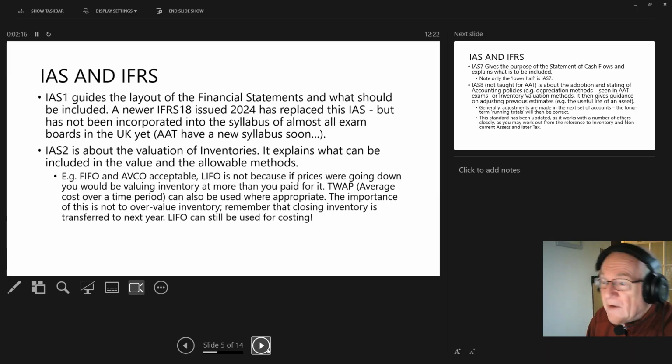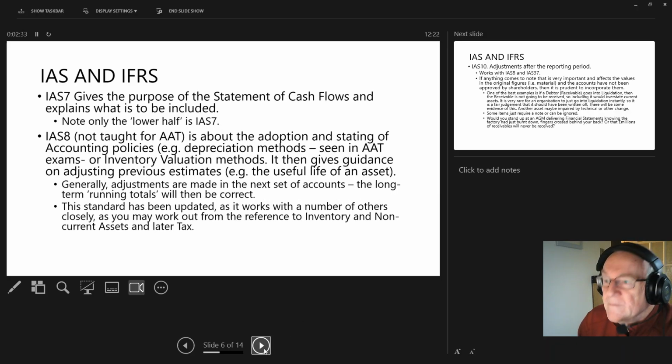So LIFO, although we can't use it in our financial statements, it's still valid. You would use LIFO a lot if you're costing up for production. You want to know the cost of replacement materials if you're using some of your own stock, essentially, and use the latest prices when you're quoting to customers.